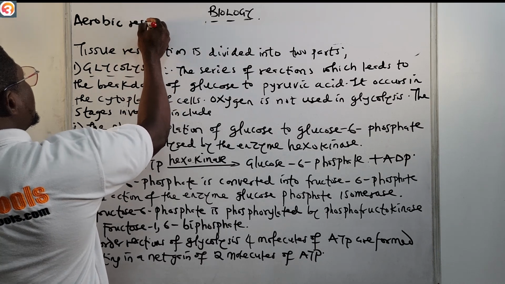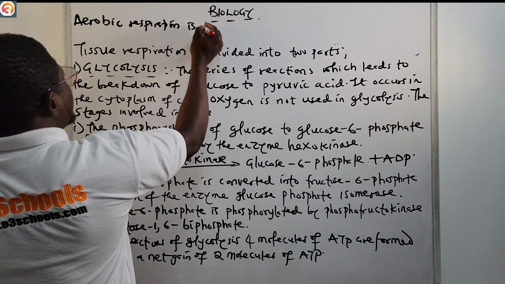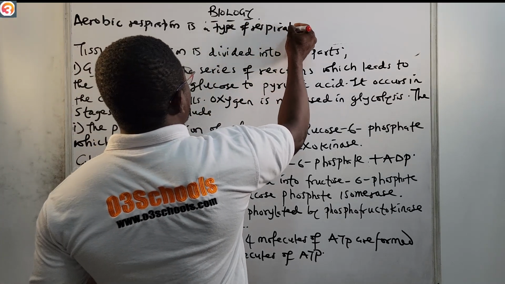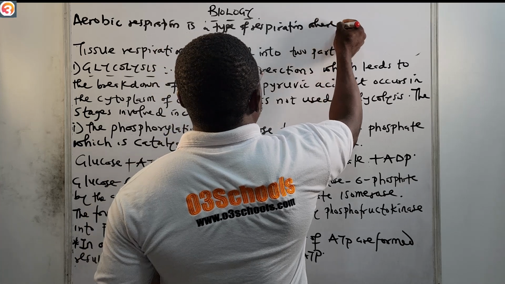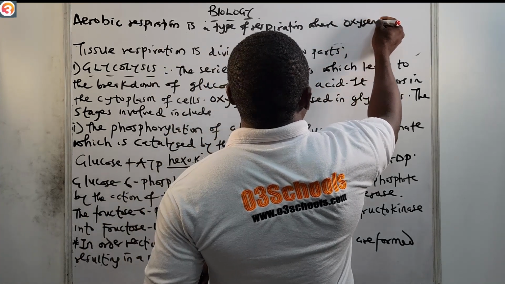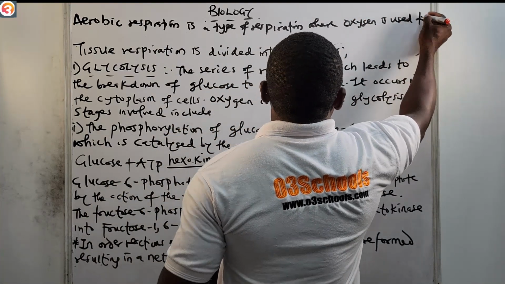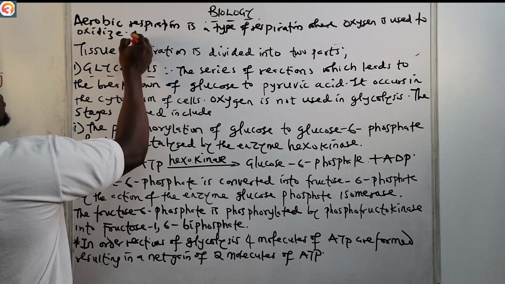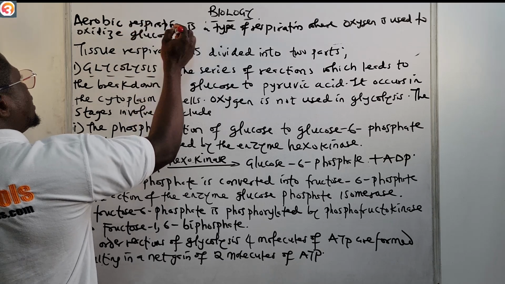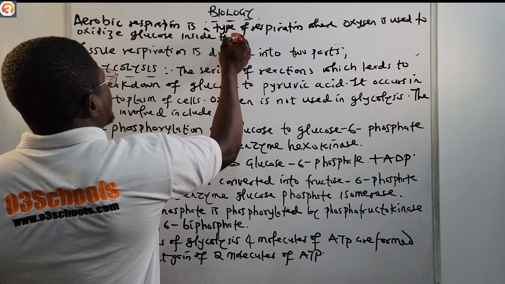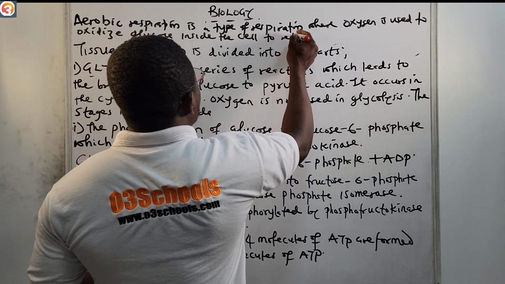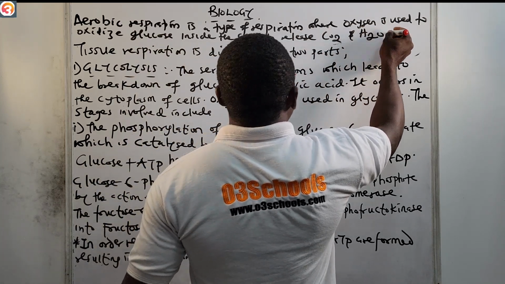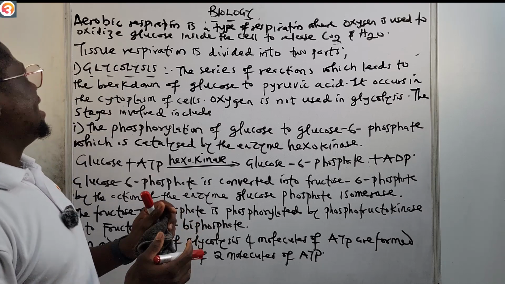Aerobic respiration is a type of respiration where oxygen is used to oxidize glucose inside the cell to release CO2 and H2O. So that is what aerobic respiration is.